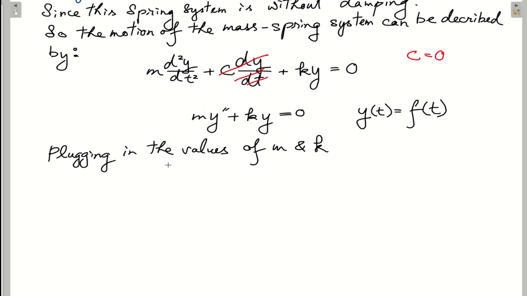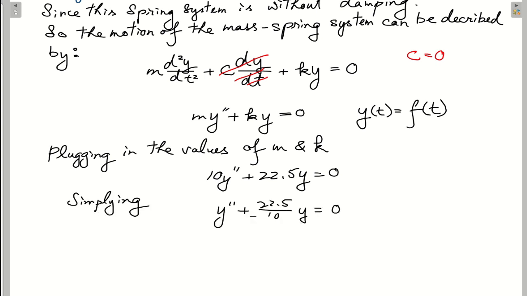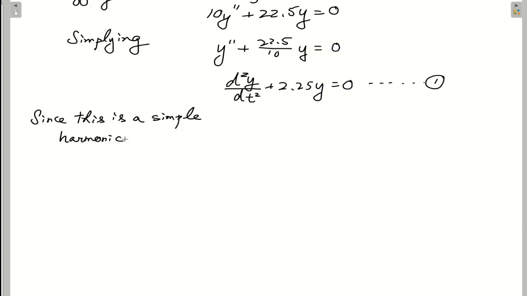And then we plug in the values of m and k. We have 10 y'' + 22.5 y = 0. And we simplify it to y'' + (22.5/10) y = 0. Finally, we get the differential equation y'' + 2.25 y = 0.